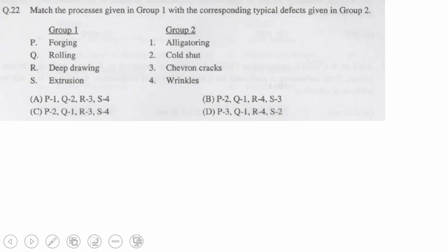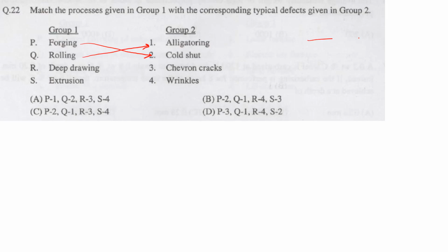Next, match the processes given in group 1 with the corresponding typical defects given in group 2. In the case of forging, we get cold shut. Cold shuts basically happen in die forging. Between the dies there is some portion which has got forged such that it gets some kind of gap over there. Then rolling, we get the alligatoring one.